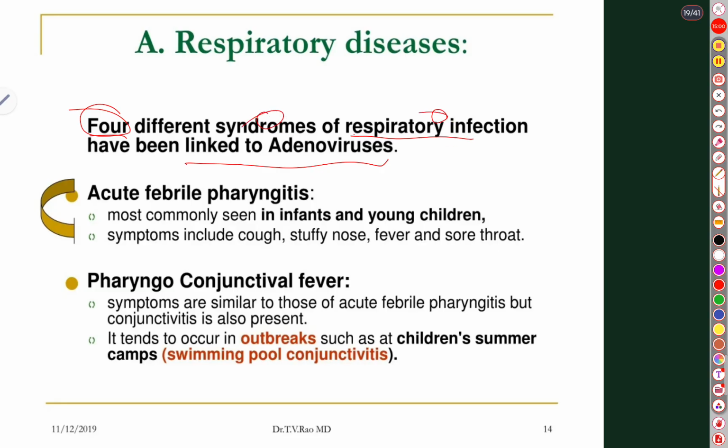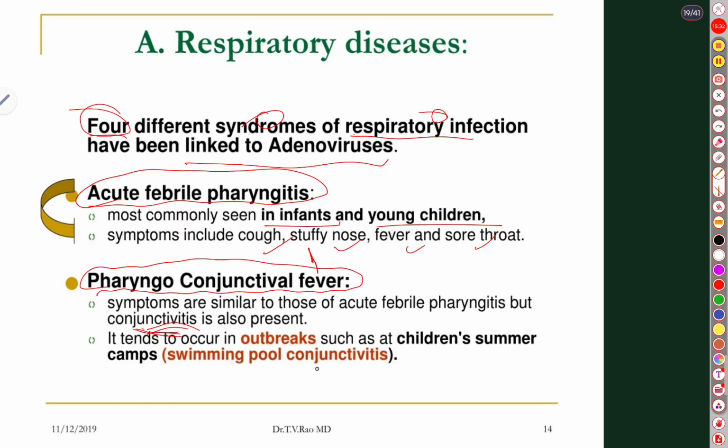infection. First, the acute febrile pharyngitis. It is most commonly seen in the infant and young children, including the symptoms of cough, stuffy nose, fever and sore throat. The pharyngoconjunctival fever symptoms are completely similar to those of the acute febrile pharyngitis, but the conjunctivitis is also present. Along with pharyngitis, conjunctivitis is also here.